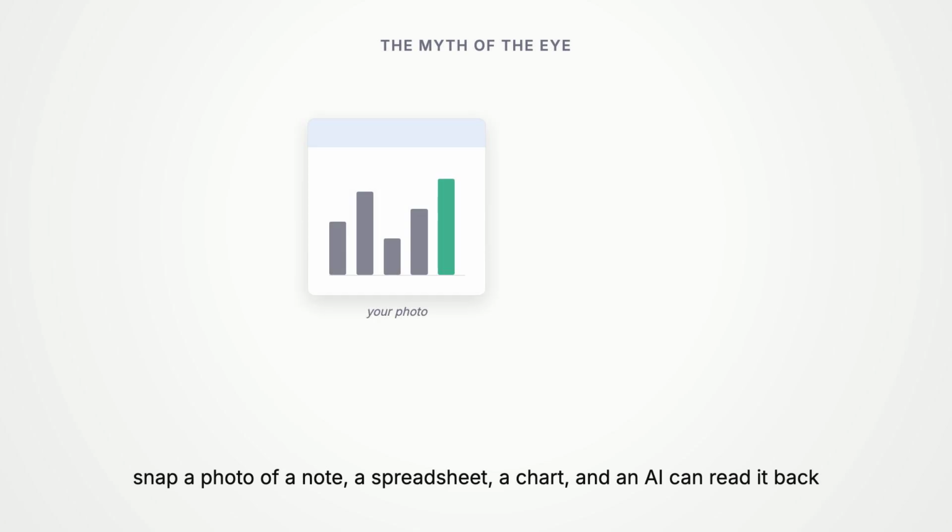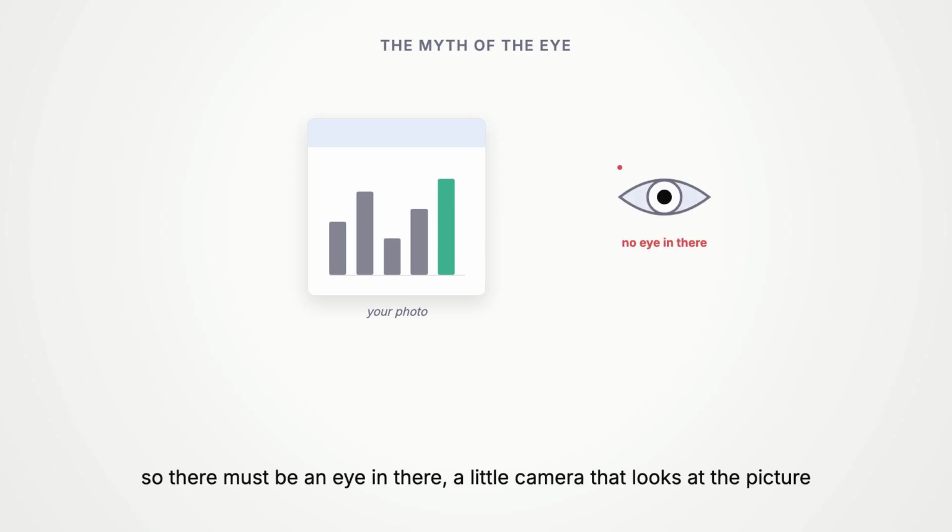Snap a photo of a handwritten note, a messy spreadsheet, a chart in a report, and an AI can read it back to you. So picture what is happening inside. There must be an eye in there, a little camera, a vision part that looks at the picture the way you do. That is the natural assumption, and it is wrong.